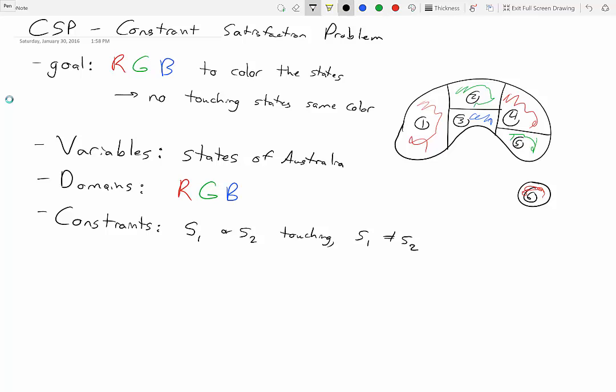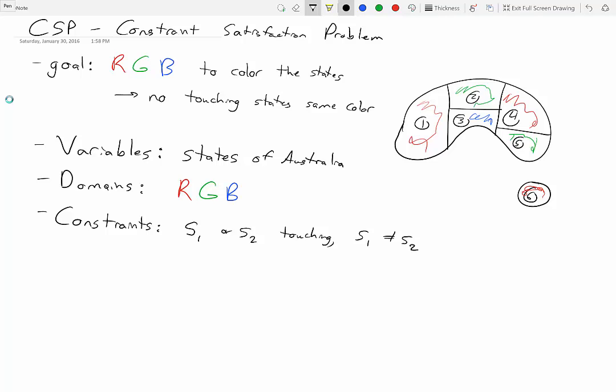So as you can see, in constraint satisfaction problems, some variables are easier to assign than others. For example, the island could take on any R, G, or B because there are no constraints with it. While some states had to be very specific values. For example, 3 touches more than three other states, so it was very constrained.